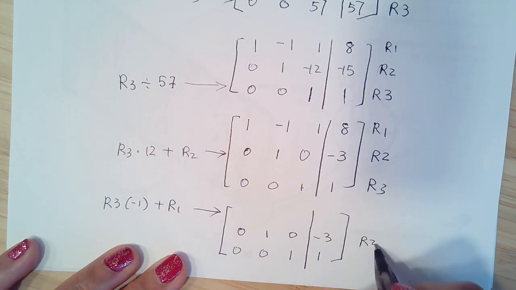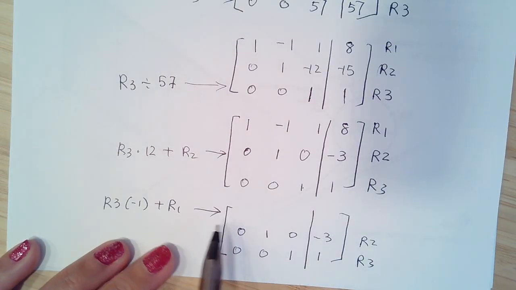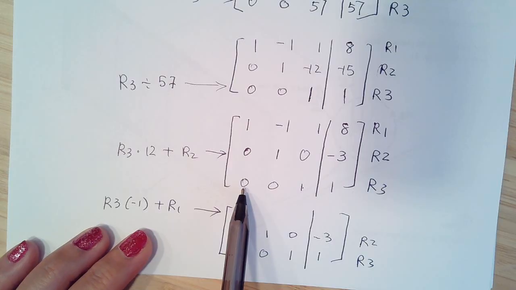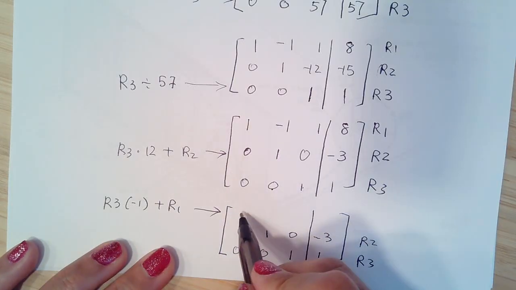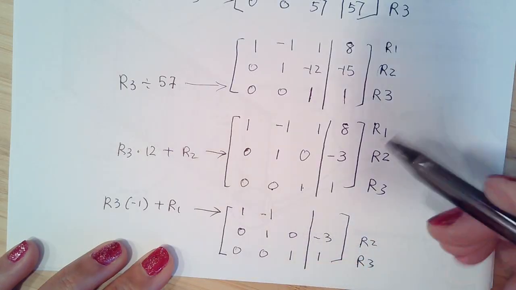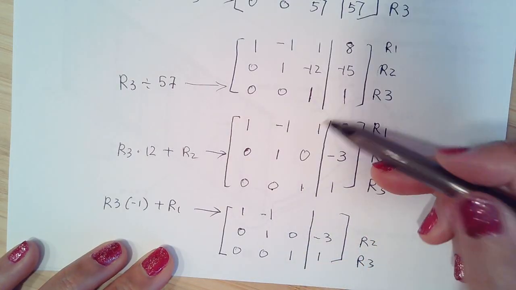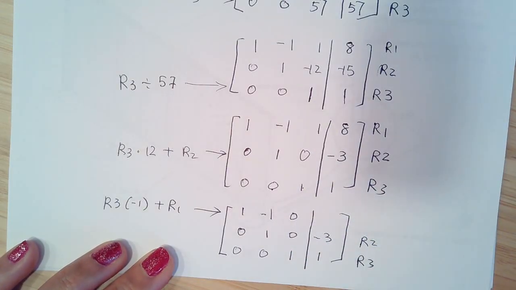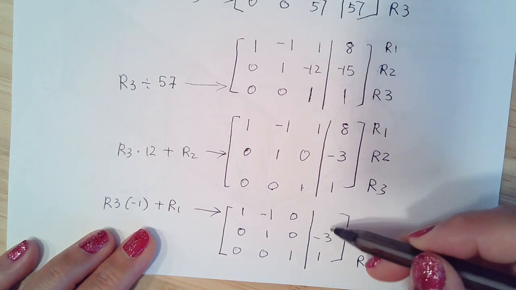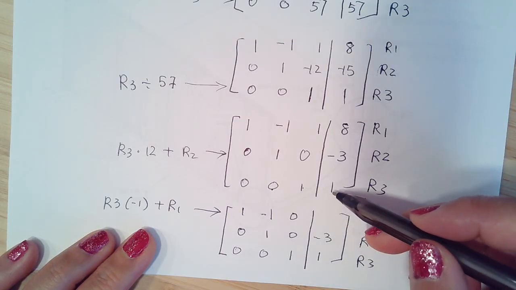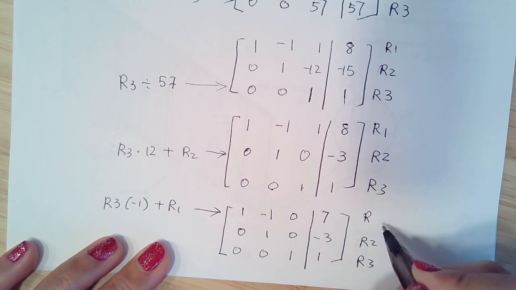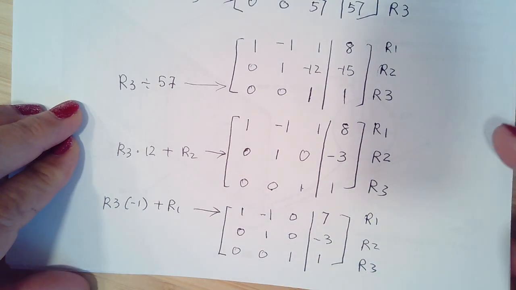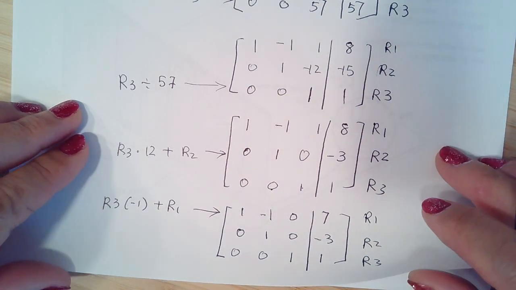So this is my R2 and R3. Now my new R1 is R3 times negative 1 added to it. This one times negative 1 added to it. Basically, I'm not changing it, but this one, this times negative 1 added to it, I got a 0. Okay, and then this one times negative 1 to that, I get a 7. That's my new R1. Almost done, right? One more step.